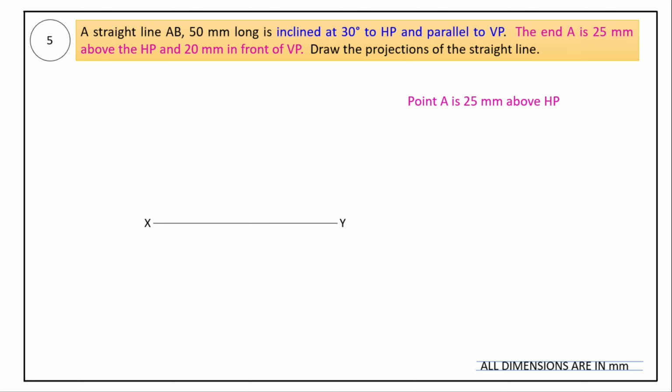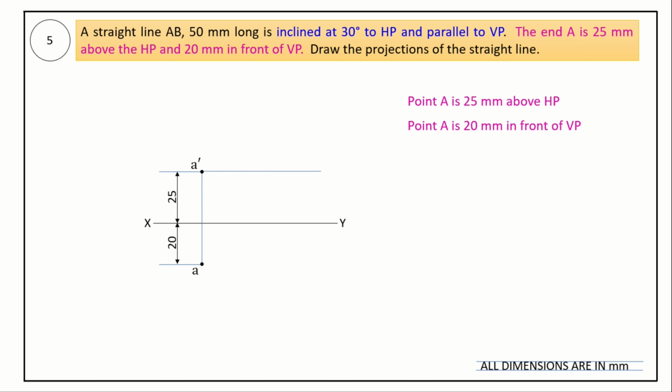It is given point A is 25 mm above HP. So, the front view of the point A, that is A dash, is 25 mm above XY. From the reference line, measure 25 mm, mark the point A dash. Also, it is given the point A is 20 mm in front of VP. So, the top view of the point A is 20 mm below XY. Again, from the reference line, measure 20 mm, mark the point as A. Here both the points A dash and A lie in the same projector.